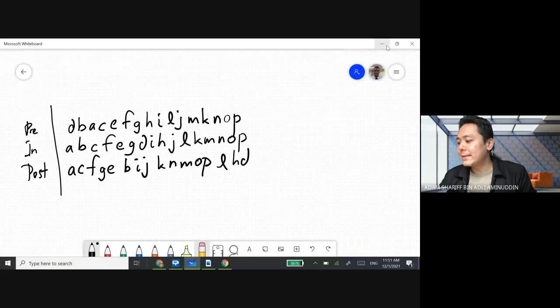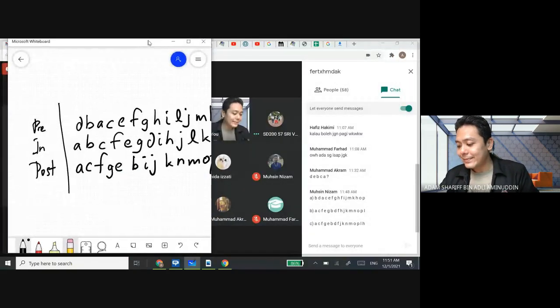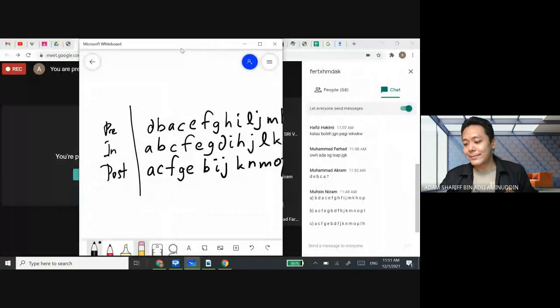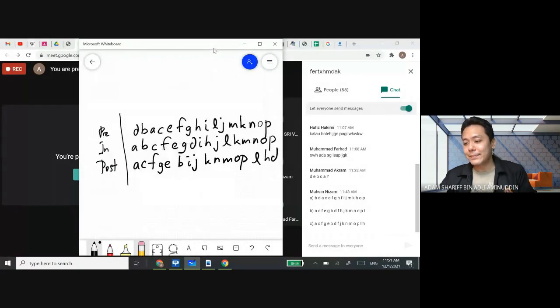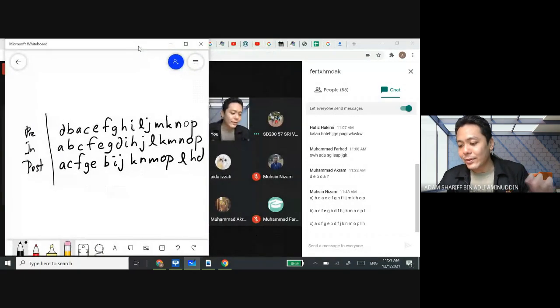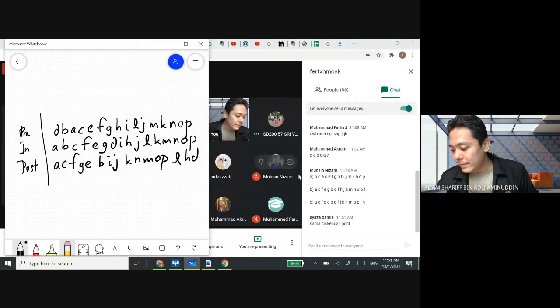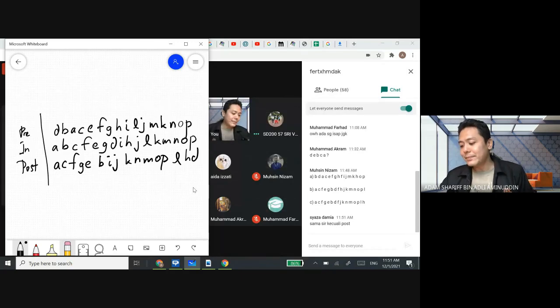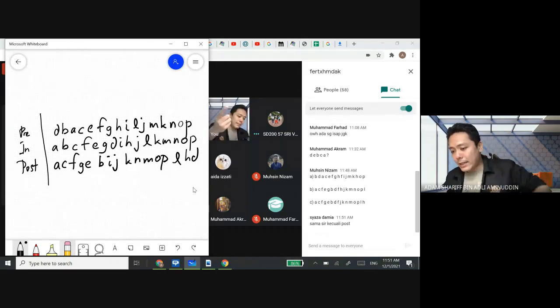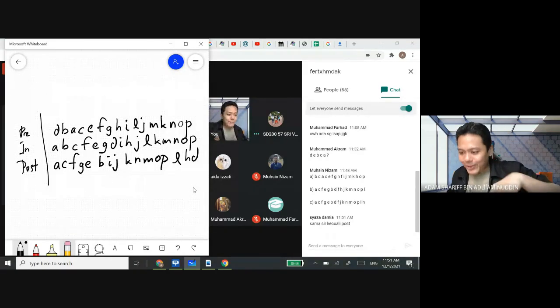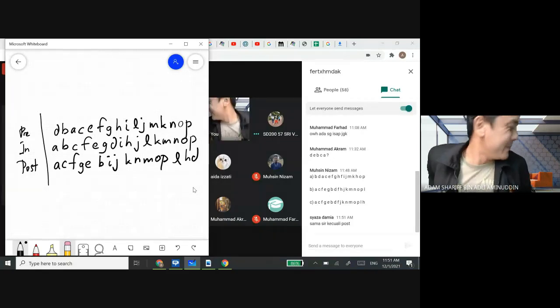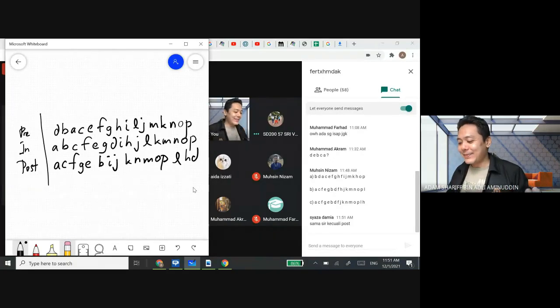Okay, ada yang dapat sama saya? Sorry eh, anak saya kalau nangis dia dengar, dia nangis kuat. Sama search kecuali post, okay. So Syaza dia dapat free tu, saya check balik post saya. Boleh Syaza post jawapan post order? Syaza post kejap bahagian jawapan post order. Saya nak check je.